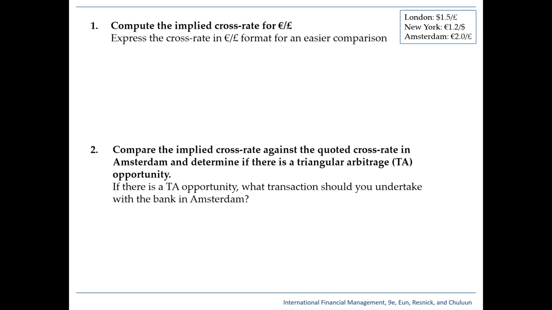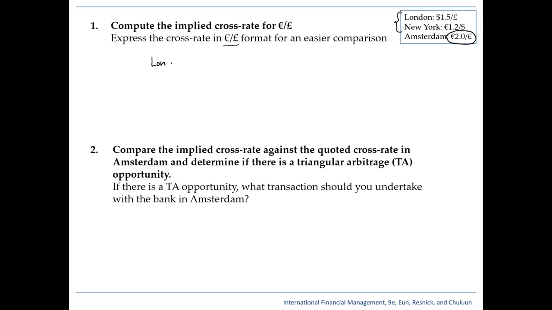So the very first step is going to be computing the implied cross rate for euros and pounds. It's going to be easier if we express the implied cross rate in this format of euros per pound, because the quoted cross rate is given to us as 2 euros per pound. So we're talking about how many euros per 1 pound. Let's make sure that our implied cross rate is also computed in this format, so it will be easier for us to compare the implied against the quoted. So we are going to compute the cross rate between euros and pounds using our two dollar rates that are given to us from banks in London and New York. So let's go ahead and do that.